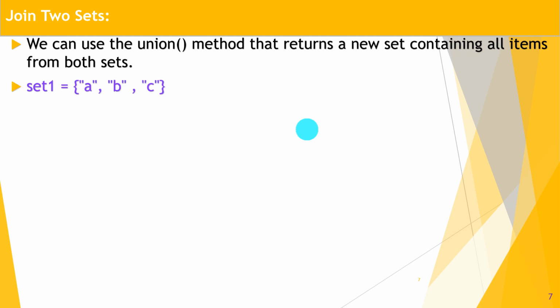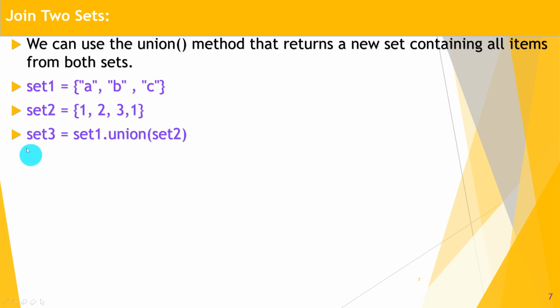Next, how to join two sets? We can use union method that returns a new set containing all items from both sets, but duplicate elements are removed. Set 1 suppose contained ABC, set 2 contains 1, 2, 3, 1. Set 3 equals set 1 dot union set 2. This gives you a third set, set 3. So set 3 contains union of these two sets, set 1 and set 2, but duplicate elements are removed. Okay, and print set 3.